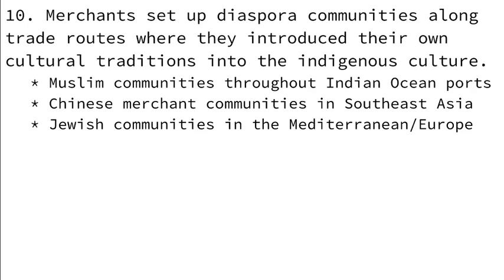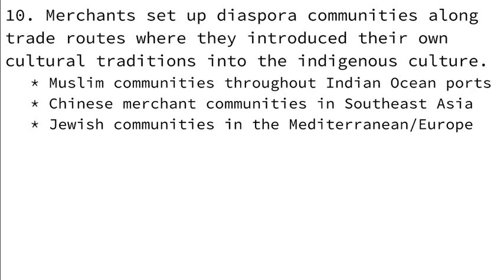So with the expansion of trade, we see the formation of diasporic communities. Remember, a diaspora is when people leave their homelands to go far away and settle in faraway places. Sometimes they leave their homeland because they're forced, like Jewish people who had been forced to flee their homeland in Jerusalem and were spread out across the Mediterranean, mainly in Europe. But other times these people choose to go.